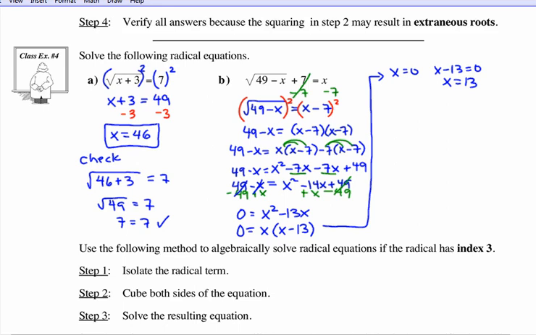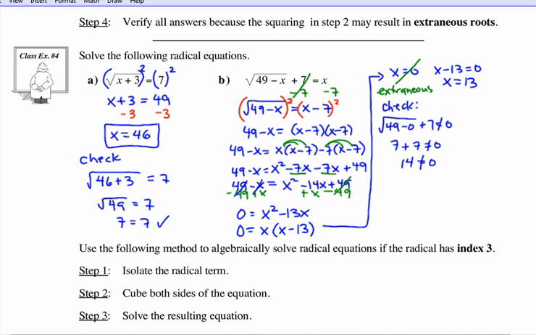So let's do our check. Starting with 0, the square root of 49 minus 0, plus 7 has to equal 0. The square root of 49 is just 7, plus 7 has to equal 0, and they don't. 14 does not equal 0, so we put a not-equal sign all the way through. So that one, x equals 0, is extraneous.